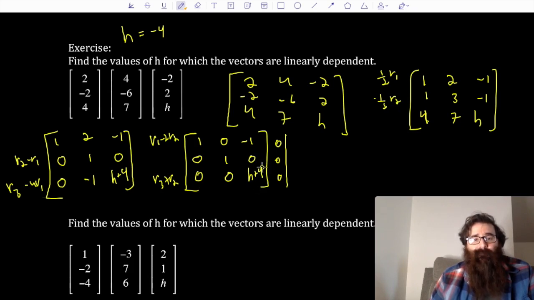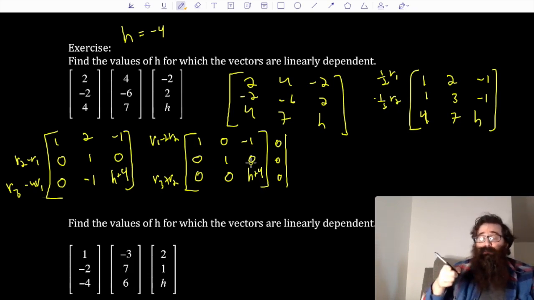If this h plus 4 isn't a 0, it would be some non-zero value. I would scale it. It would give me a pivot entry. I could eliminate everything above it. I'm looking at you, -1. And I would have only a trivial solution. But I don't want that to happen. I want to explore the possibility, is there a non-trivial solution?